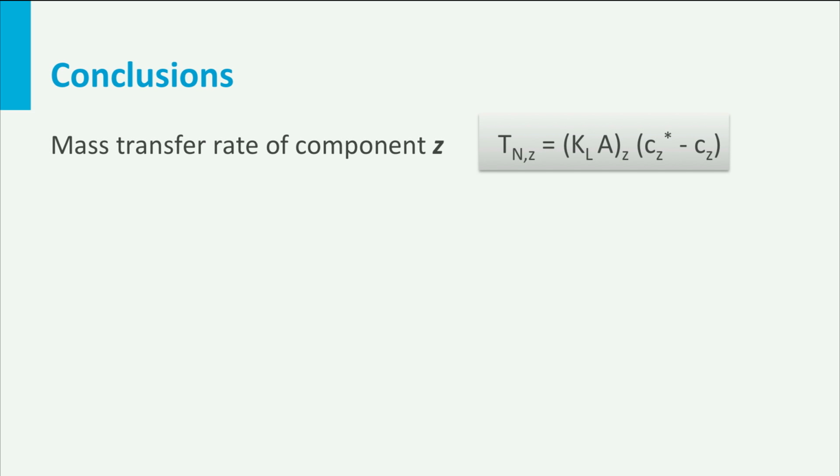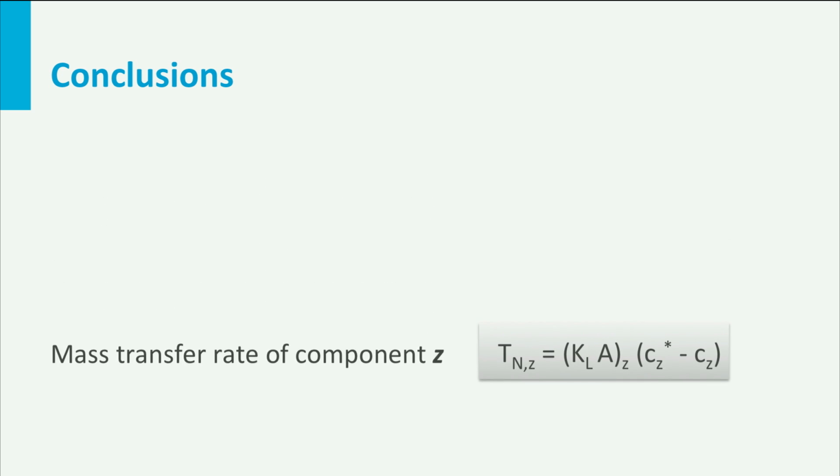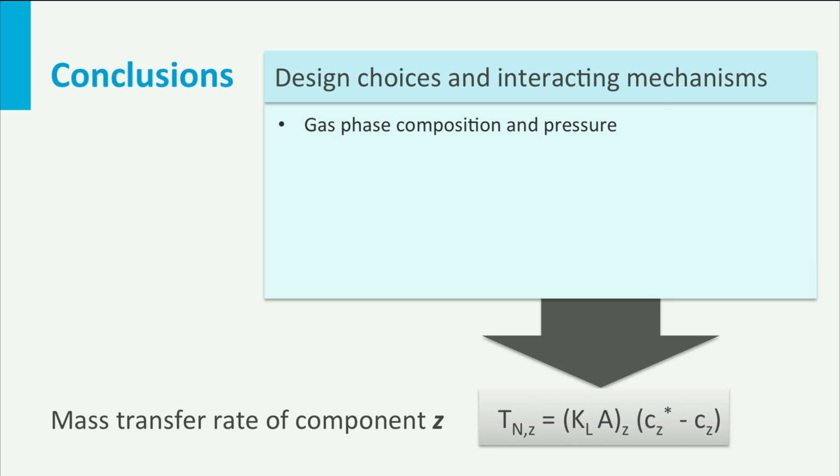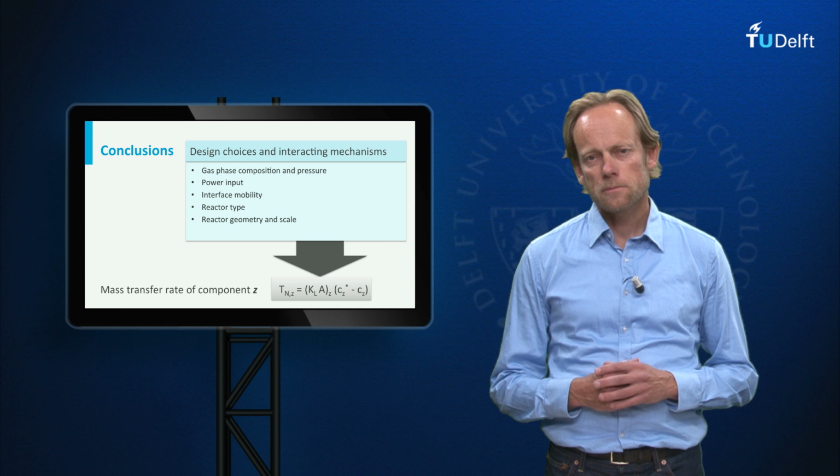Now, to finalize this unit, the mass transfer rate is dependent on different interrelated aspects. You have several choices for the design of your large-scale fermentation, and the most important ones are the gas phase composition and pressure, the power input, either from the air or from the impeller plus the air, the interface mobility, coalescence behavior and bubble size, the reactor type, a bubble column, stirred tank reactor, etc., reactor geometry and scale.